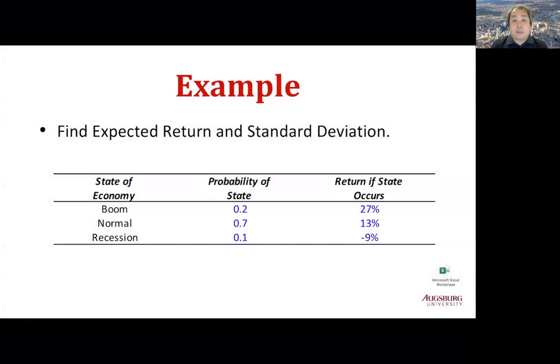Let's see an example. Suppose there are three possible scenarios of state of the economy: boom, normal, recession. If probability of each scenario and return if states occurs are as shown in the table, what are expected returns and standard deviation? Click Excel icon.